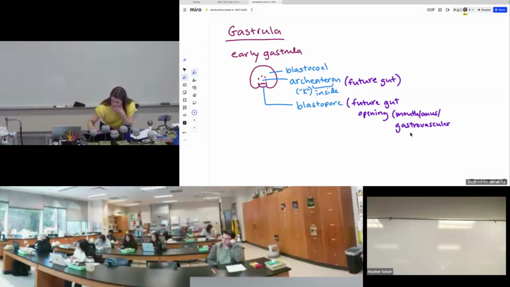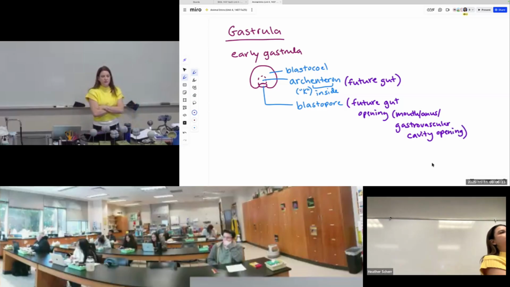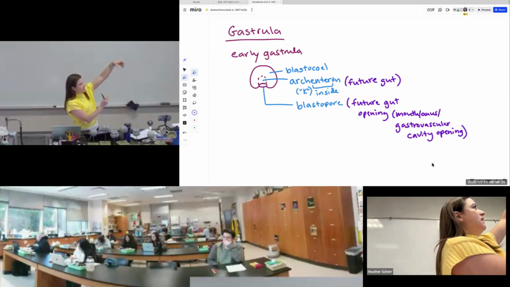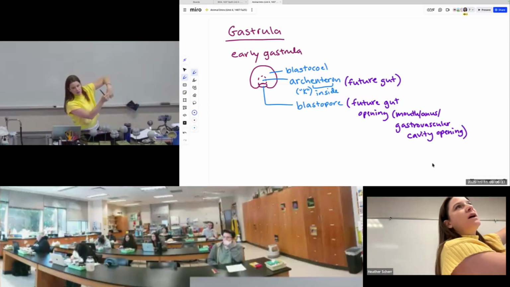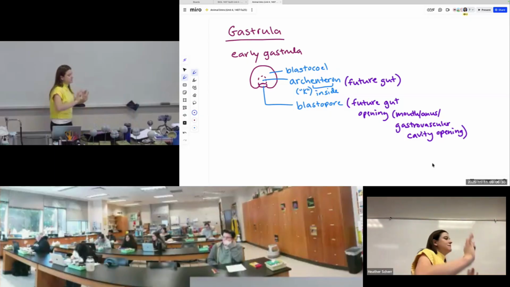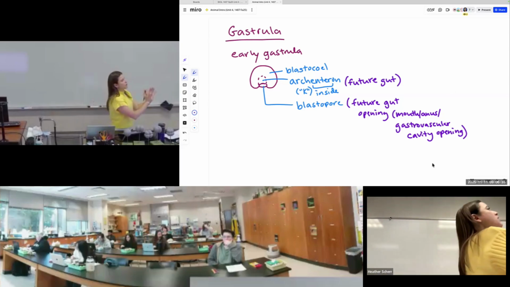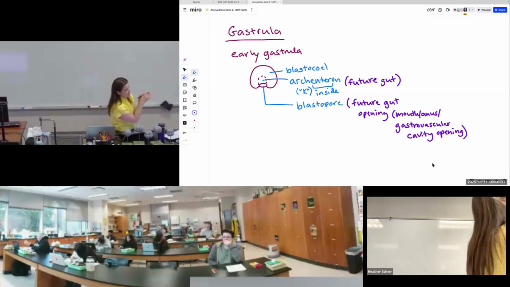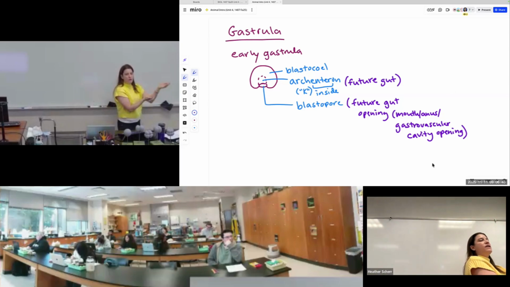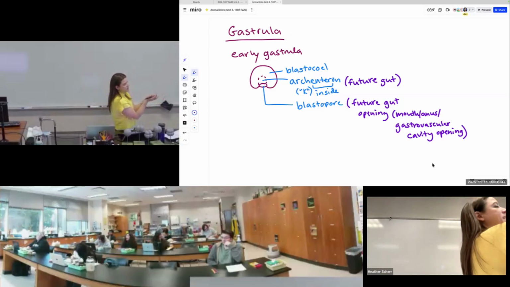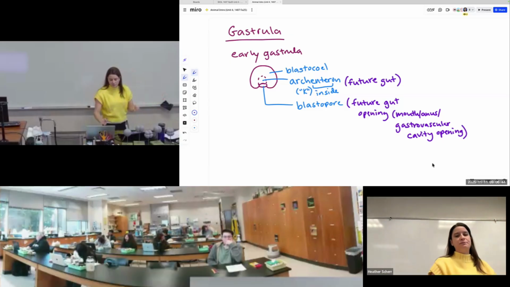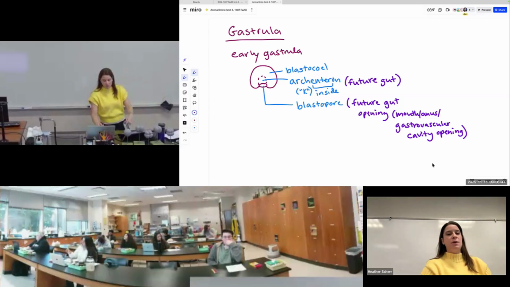Let's finish writing this. There are species that form a different opening. So they'll do this process, then the blastopore will close and another opening will open up. Complicated, of course, like biology, there's always a bunch of exceptions. We're just going to go with the generalized, most common thing. The blastopore will turn into the mouth or the anus, or if it's not a complete gut, it will turn into the gastrovascular cavity opening, like the one mouth-anus combo.